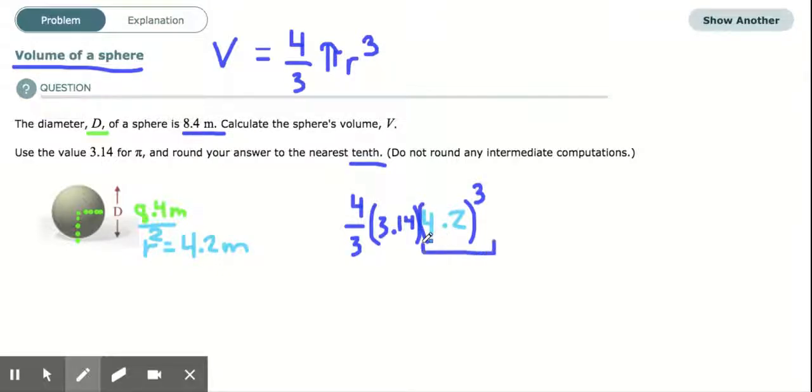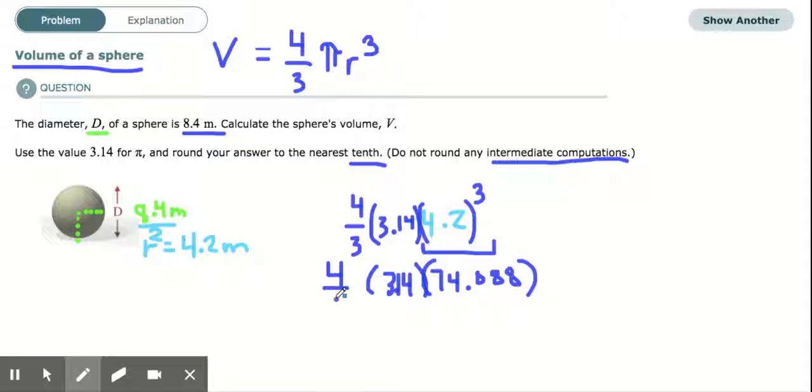So we're going to evaluate 4.2 to the third power, which means 4.2 times 4.2 times 4.2, which will give us 74.088. All right, and we're not rounding to the nearest tenth yet, okay? So that's why it says do not round any intermediate computations. This is an intermediate between the beginning and the end. So we have 3.14 times 74.088, and we have 4/3 in front of that.